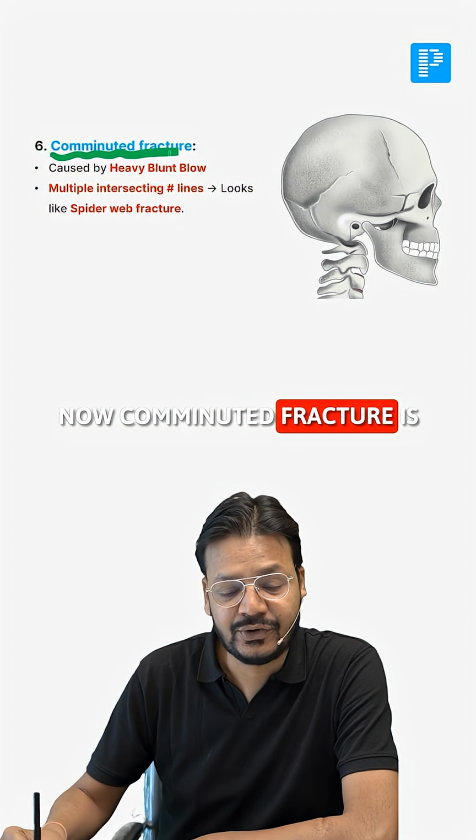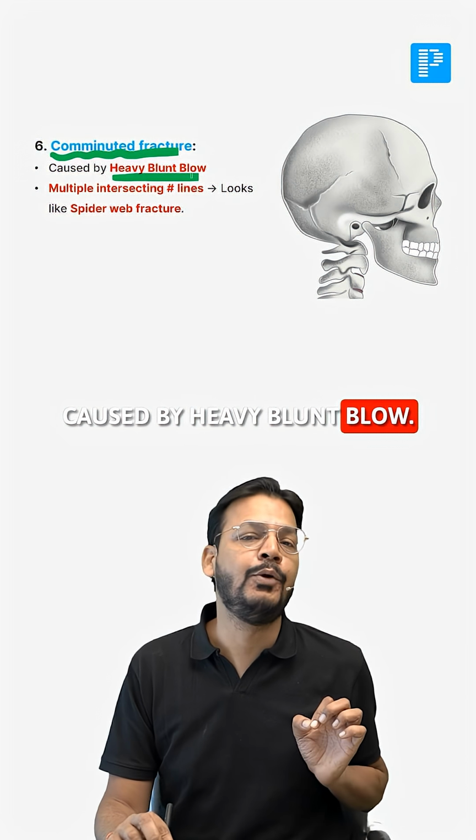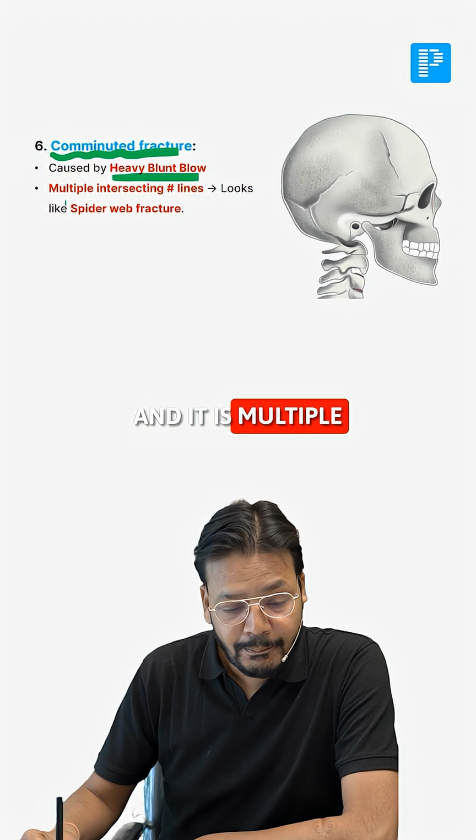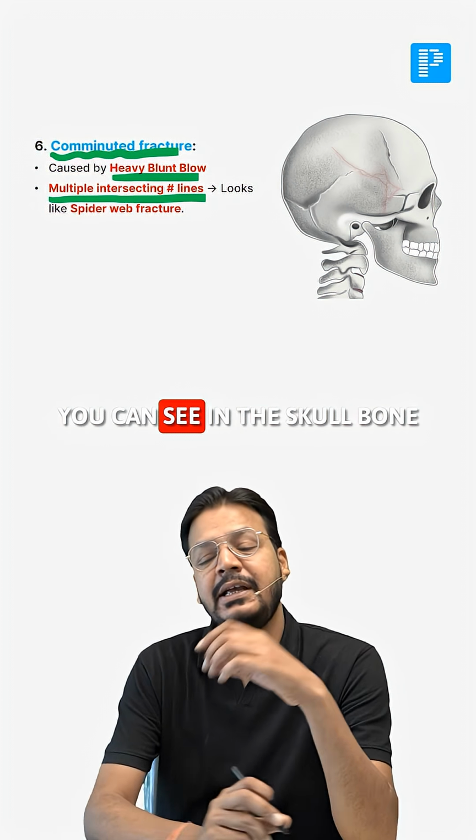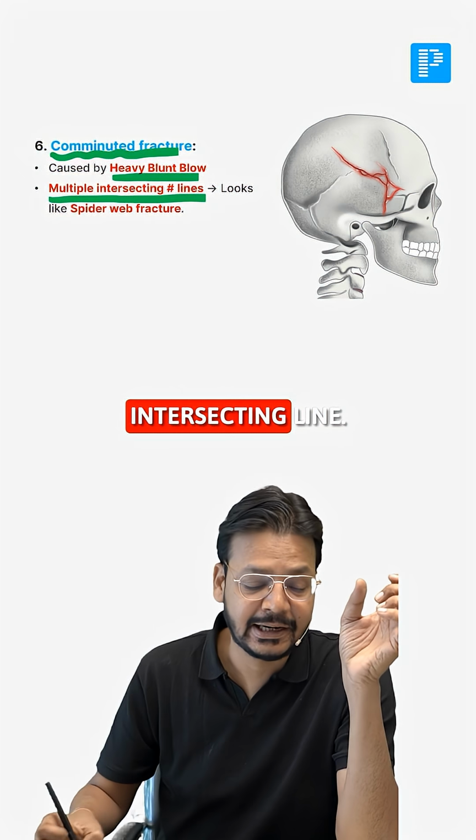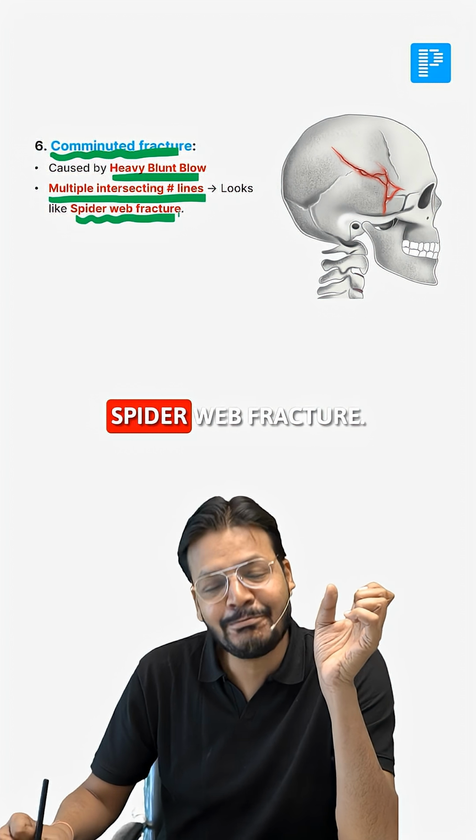Now comminuted fracture is caused by a heavy blunt blow, and it shows multiple intersecting lines. You can see in the skull bone there are multiple intersecting lines, and this looks like a spider web fracture.